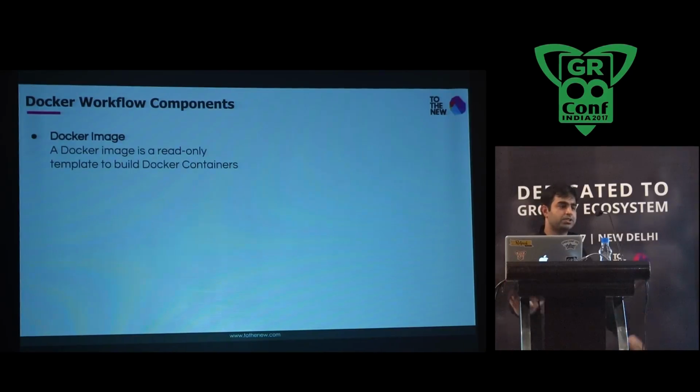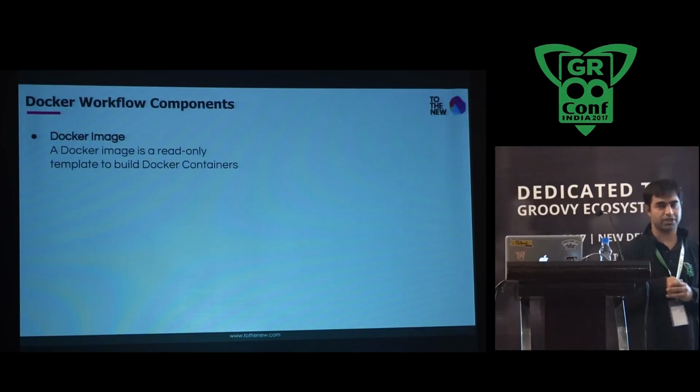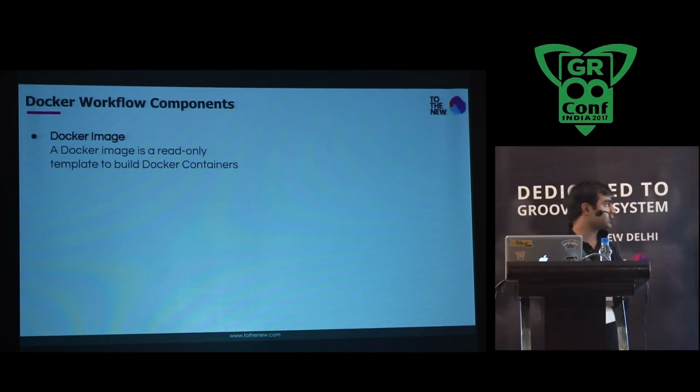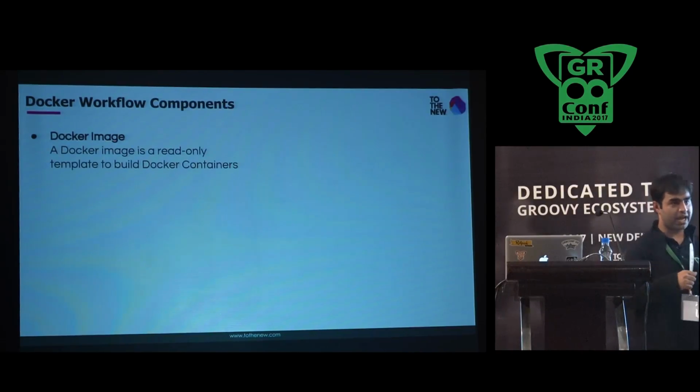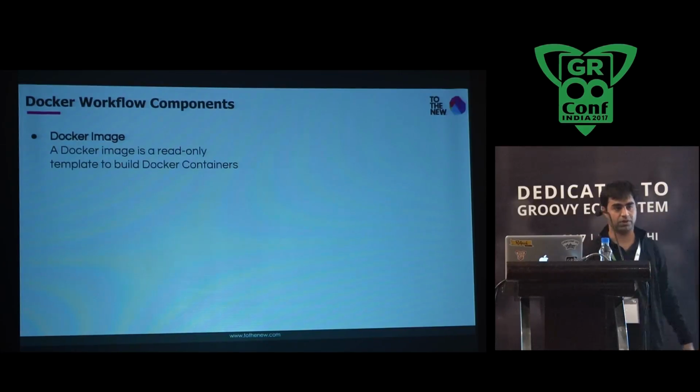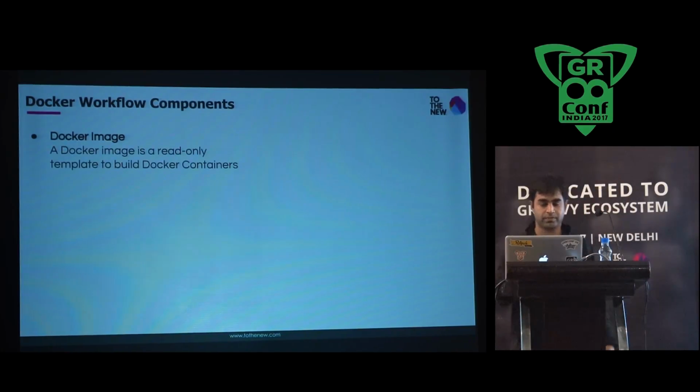Workflow components, Docker image. Docker image is a read-only template to start up a container. There is a very interesting thing about Docker images. Since it contains application code and libraries, every time I make a change, I do not need to push the whole image again back to the repository. It just pushes the delta, like Git. That makes it much more powerful, because every time you are starting up something or you have some changes, it is only fetching the changes, not the whole image from the repository.